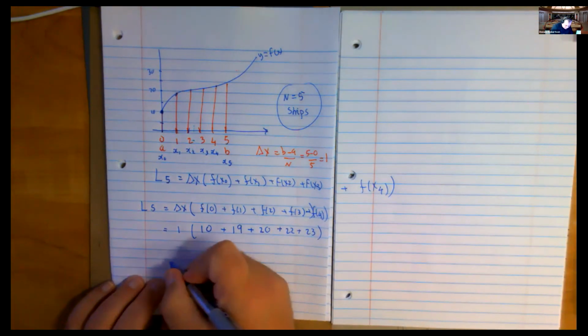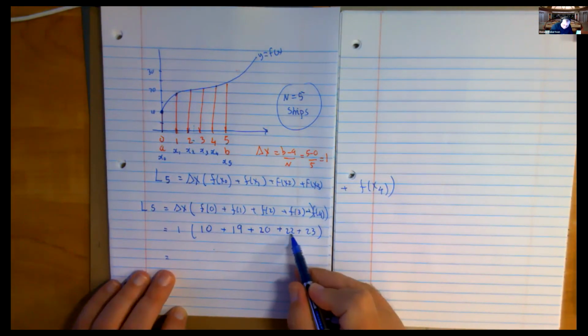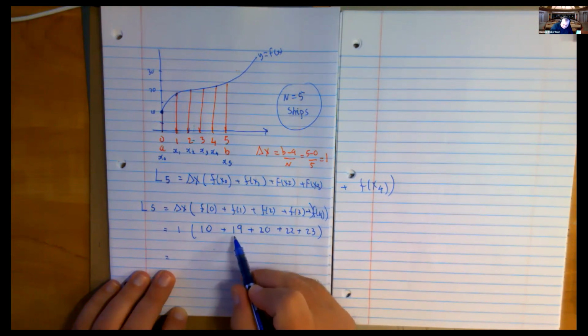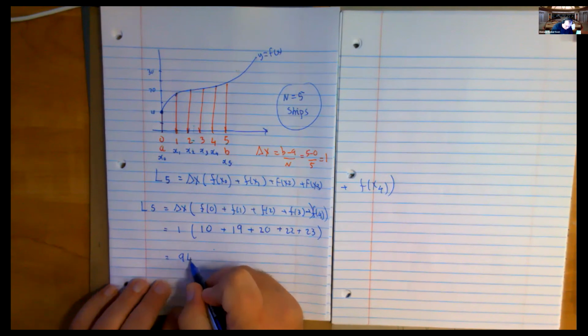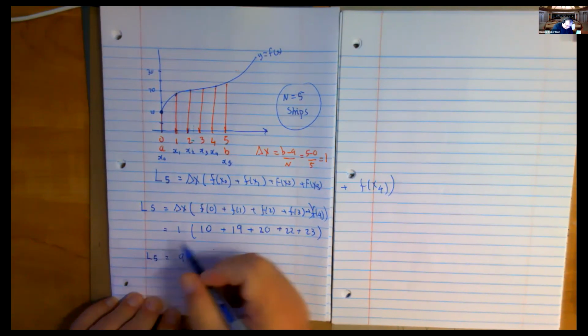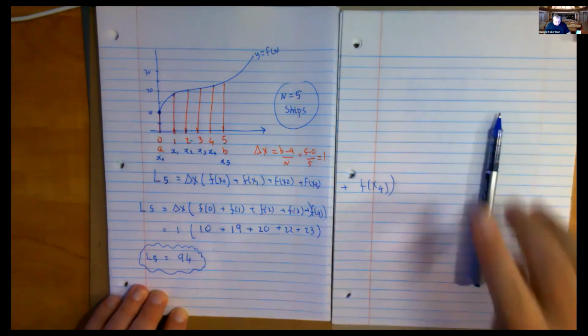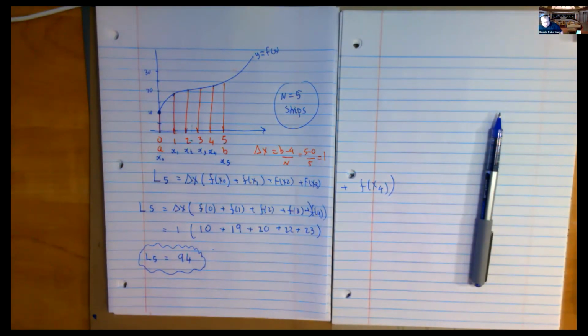And now I can do 45, 65, 75, 85, 94. So that would be my answer to the area under this curve. I would say it was 94.